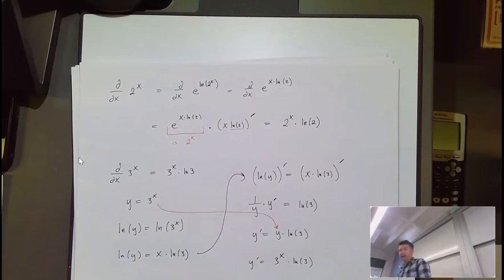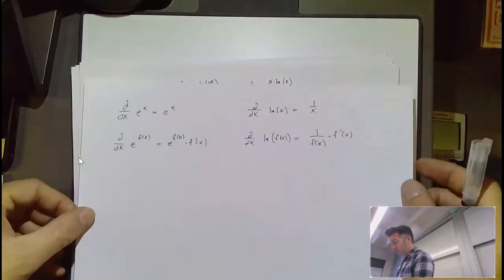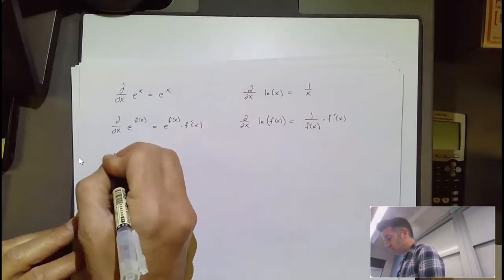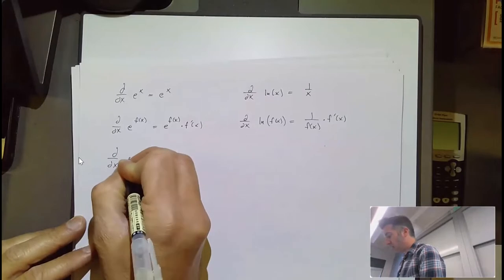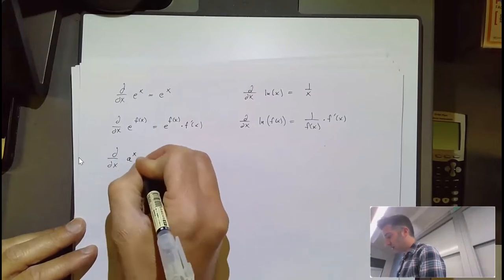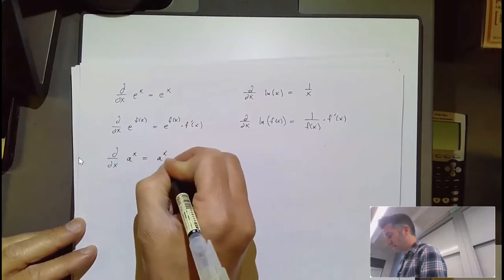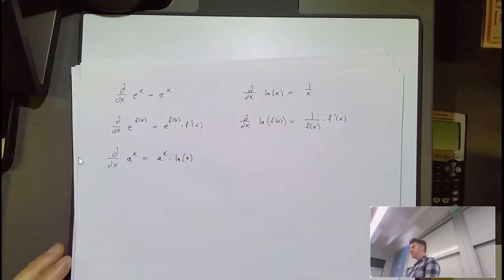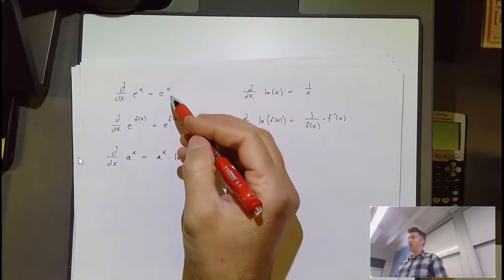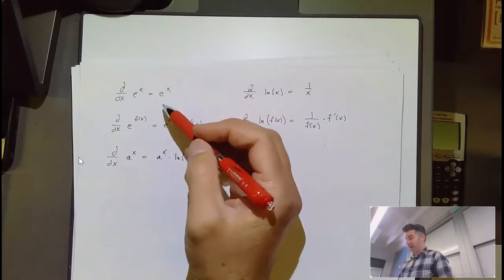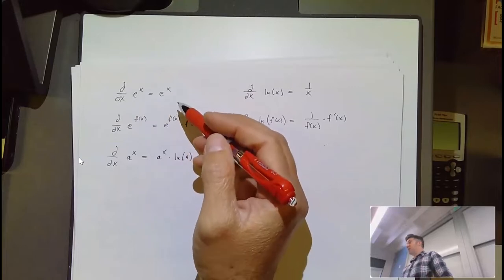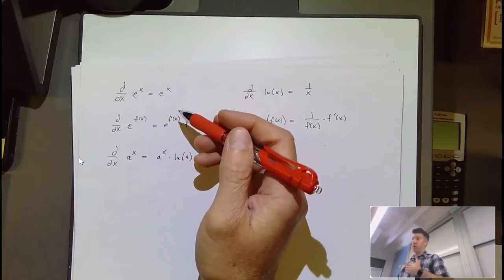So to go back to our page with rules on it, the derivative of e to the x is e to the x. The derivative of some other base to the x power is that base to the x power times the natural log of that base. I will point out this works for e as well. I could multiply e to the x by the natural log of e, and it wouldn't change anything because the natural log of e is just 1.